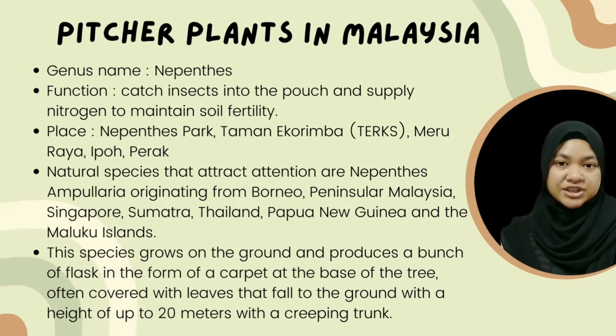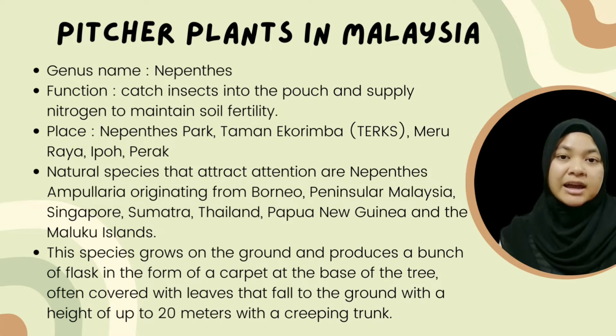Pitcher plants in Malaysia. The genus name of the pitcher plants in Malaysia is Nepenthes. The function of the pitcher plants is to catch insects in the pouch and supply nitrogen to maintain soil fertility. The place that conserves the pitcher plants in Malaysia is Nepenthes Park, Taman Eko Rimba TERKS, Meru Raya, Ipoh, Perak.